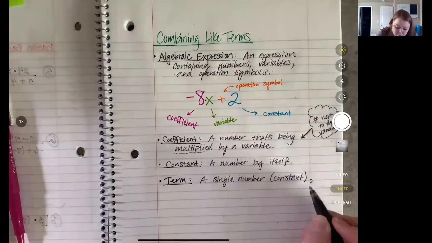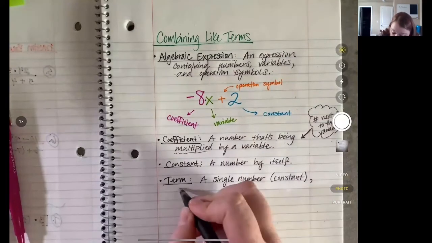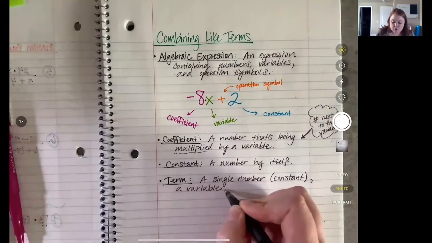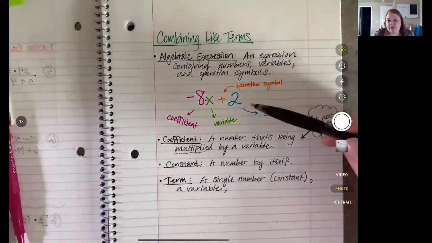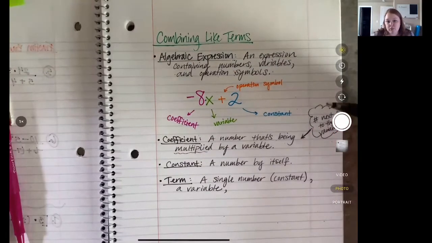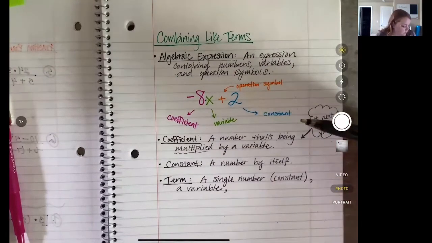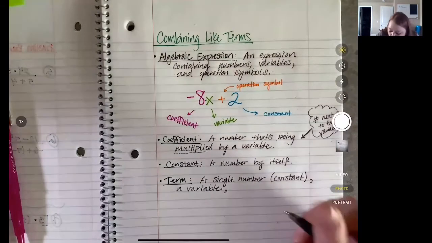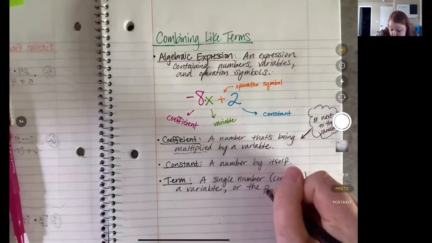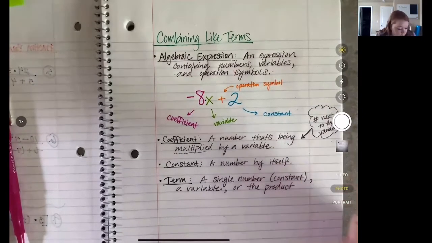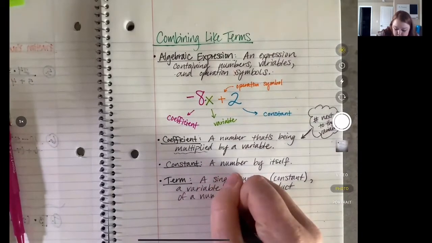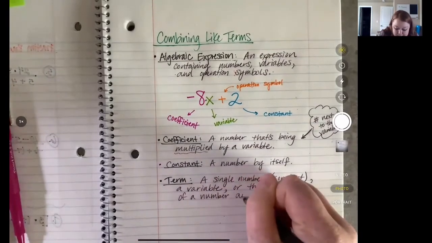Okay, but it could also be a variable. So if I were to add plus W, that'd just be a variable by itself. Okay, so that would be considered a term on its own. And then, or the product, fancy word there, the product of a number and a variable.